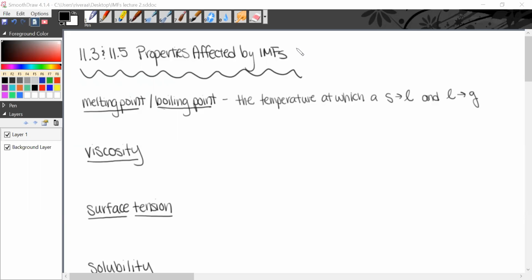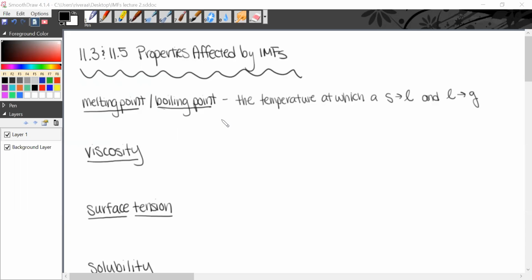So what are the things that we're talking about, right? Well, obviously state of matter. And we're going to talk more about state of matter when we look at phase change at the end of these notes. So you can see I'm kind of jumping around the textbook a little bit. I'm going to talk 11.3 and 11.5, and then at the end of class, talk about 11.4, which is phase change. So IMFs will affect all of these properties that are listed below and state of matter, okay?